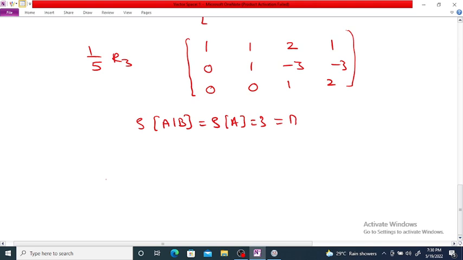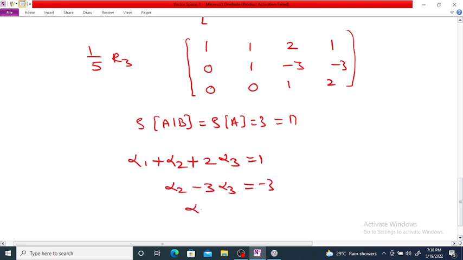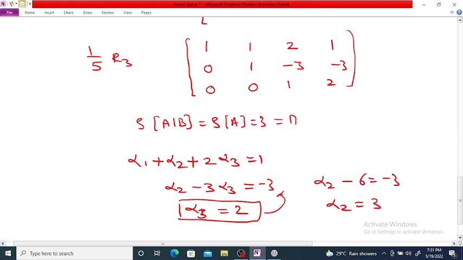So to find a solution, again we are going to write this matrix form to system form as alpha 1 plus alpha 2 plus 2 alpha 3 is equal to 1, alpha 2 minus 3 alpha 3 is equal to minus 3, and alpha 3 is equal to 2. So from this we get the value of alpha 3 is 2. If we replace this value in the above equation, we get alpha 2 minus 6 is equal to minus 3, so alpha 2 is equal to 3.